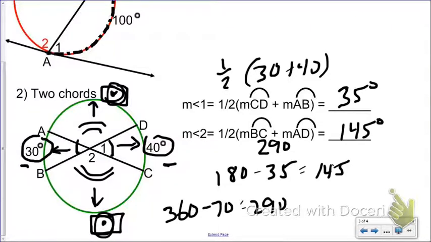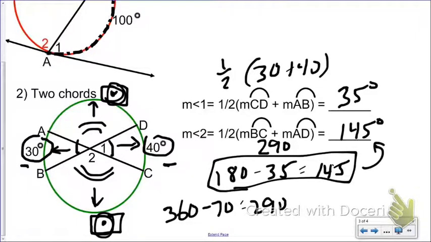Again, probably the easier way would be once you knew angle 1, then you just go 180 minus what you got for angle 1, and that would be an easier way to figure out that it was 145. Okay, so that's the first two. We've got two more pictures to take a look at.